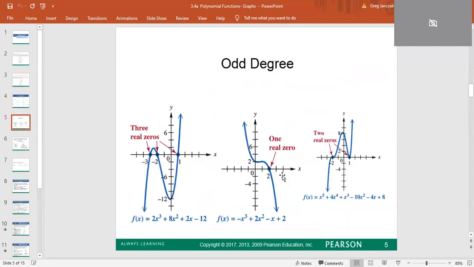Okay, so another look at an odd degree polynomial. This polynomial is 2x cubed plus 8x squared plus 2x minus 12. You look at the leading term, the 2x cubed. You can see that it's positive, and it's cubed, so it's odd. So it's going to end up to the right and down to the left. You can see that end behavior, and it's going to do different things in between.